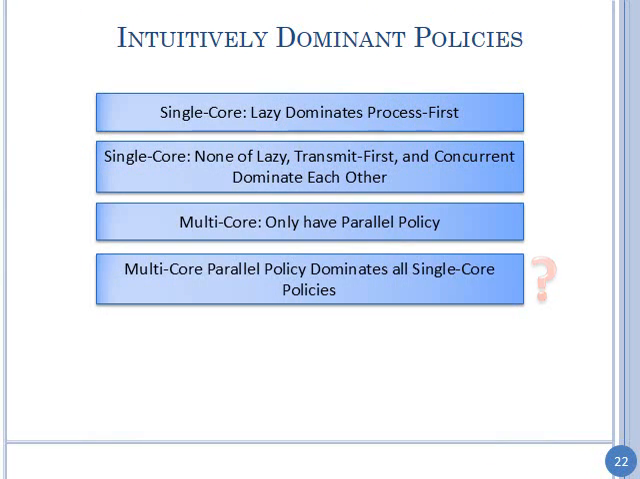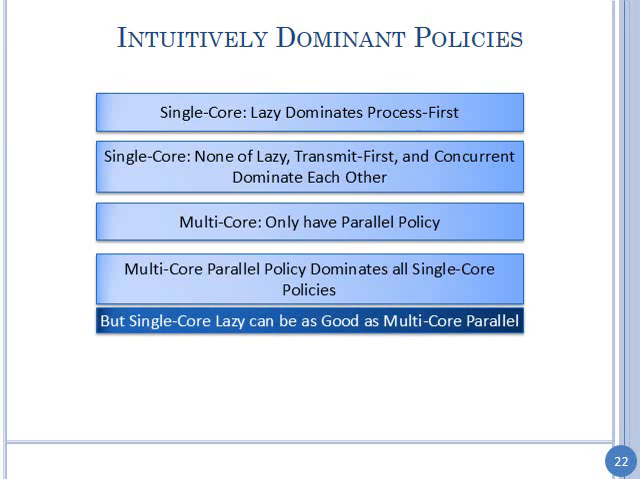Overall though, the multi-core parallel policy does dominate single core policies, but it's not necessarily better. Lazy single core policies can give you just as good a performance, and that's kind of interesting because now you can say, even though I have multiple cores, I'll just use one for the collaboration tasks, and I'll use the other core for whatever else I want.